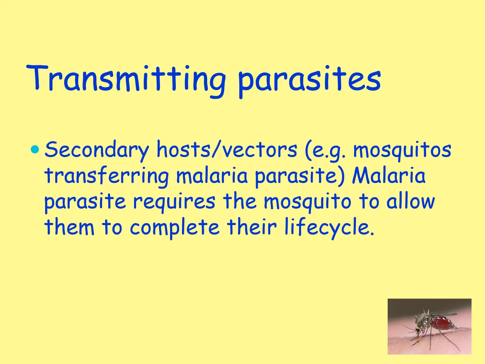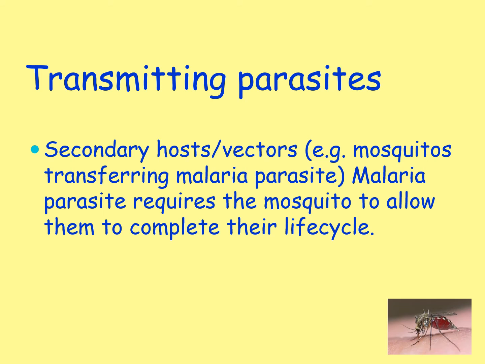Another way of transmitting parasites is through a secondary host or a vector, and a really classic example of this is the Plasmodium parasite that causes malaria. Malaria is transmitted via the mosquito, so the mosquito is the vector, and it just basically means that that organism is carrying the parasite to its host.